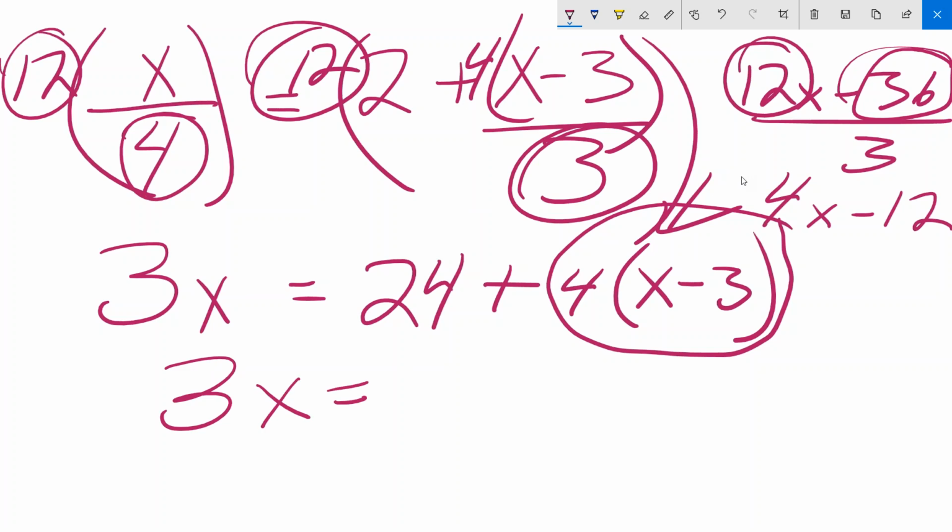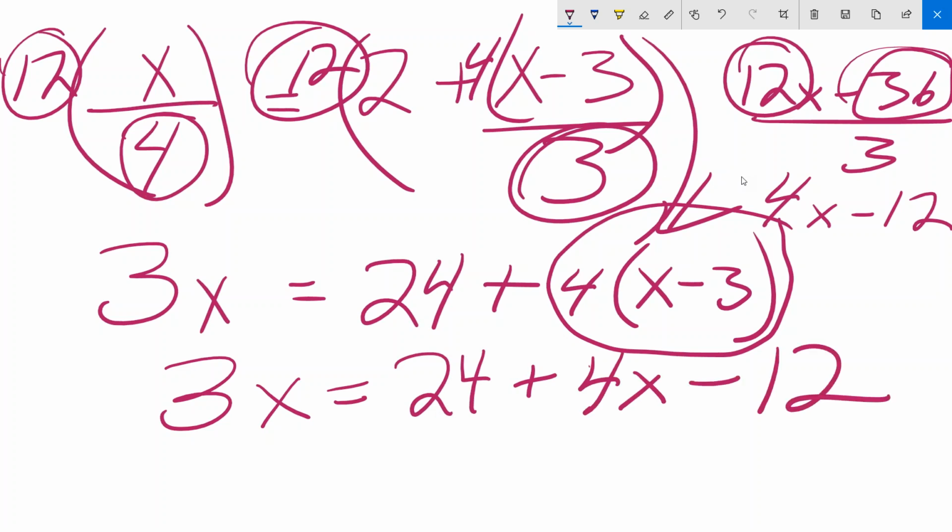3x equals 24 plus 4x minus 12. Now which side are you going to take your variables to? We're going to take it to the right side. Yeah, and what goes on the left side? A 1 or 0? Combine your numbers first.